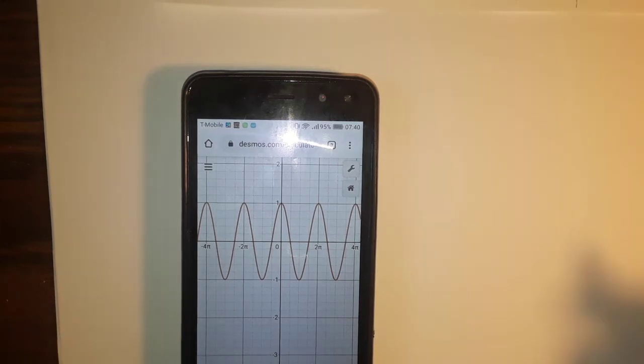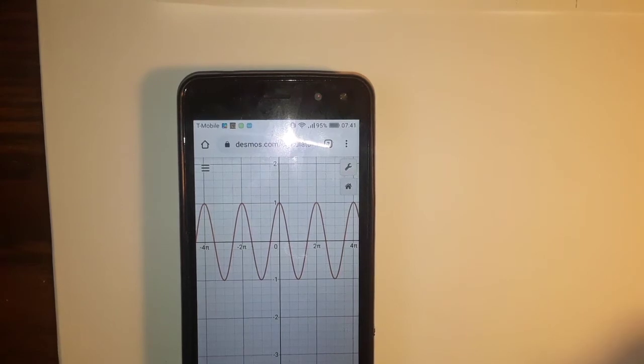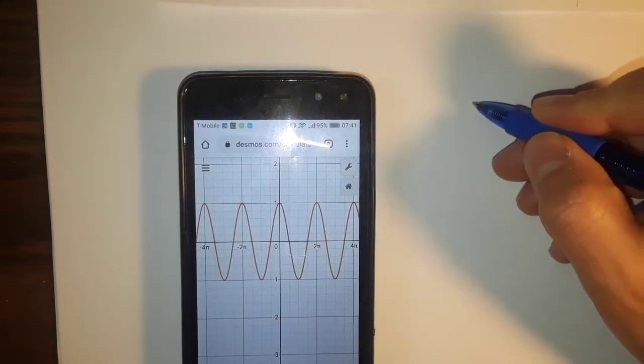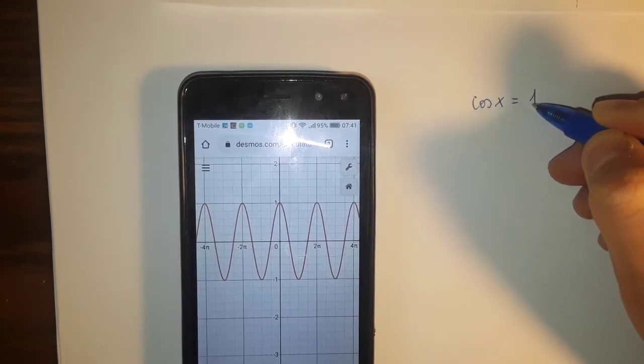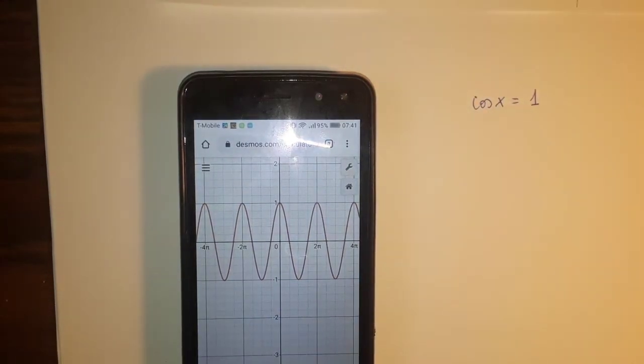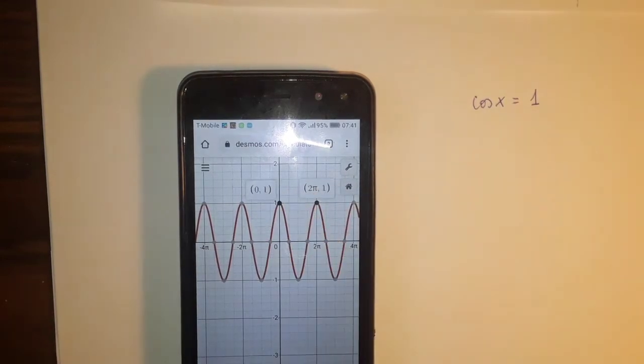So hi guys, I would like to start solving more difficult equations, okay? So let's suppose I ask you to solve this equation, which is very basic, right? Cosine of x equals 1, and here we have the graph, so we can see that cosine of x equals 1 at 0 and at 2 pi, right?